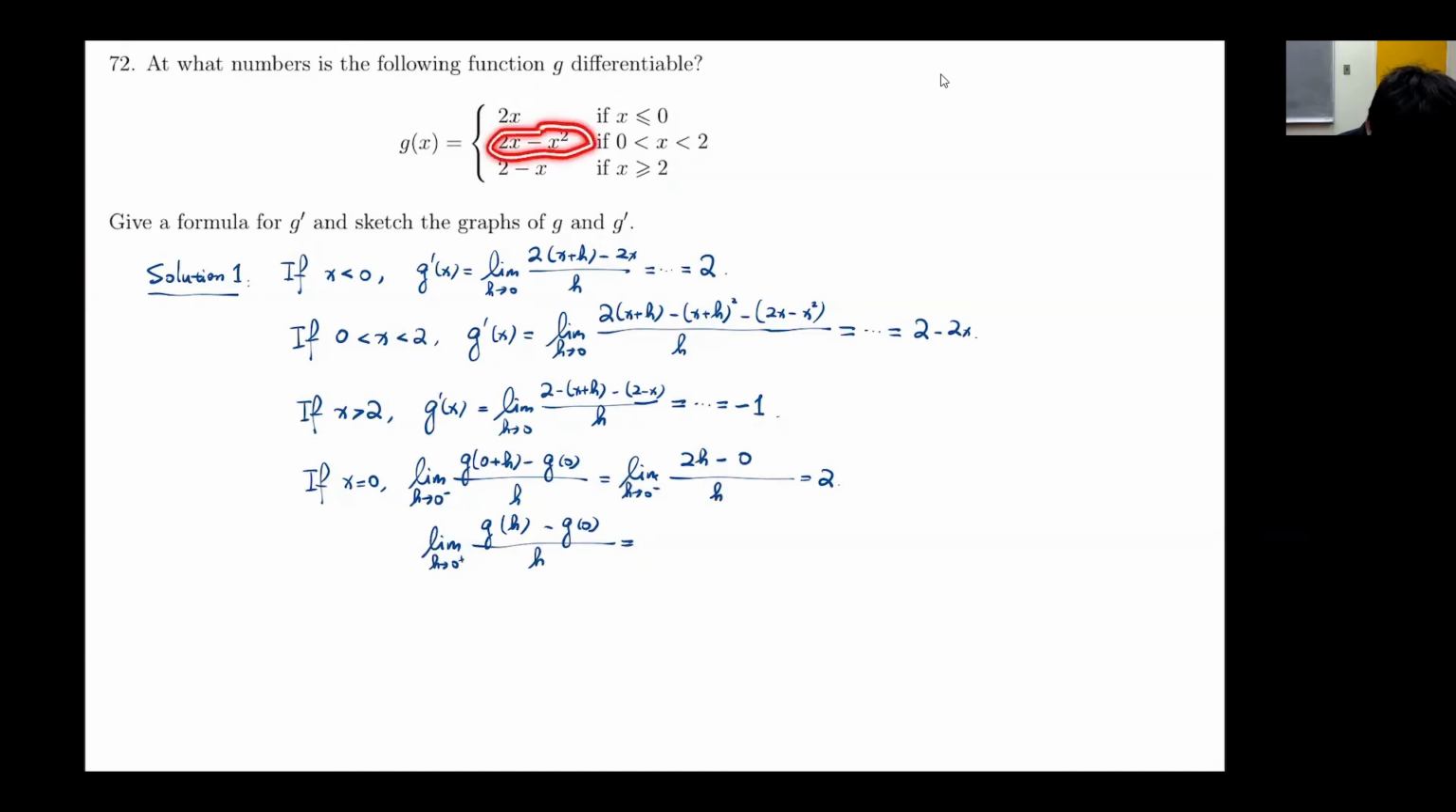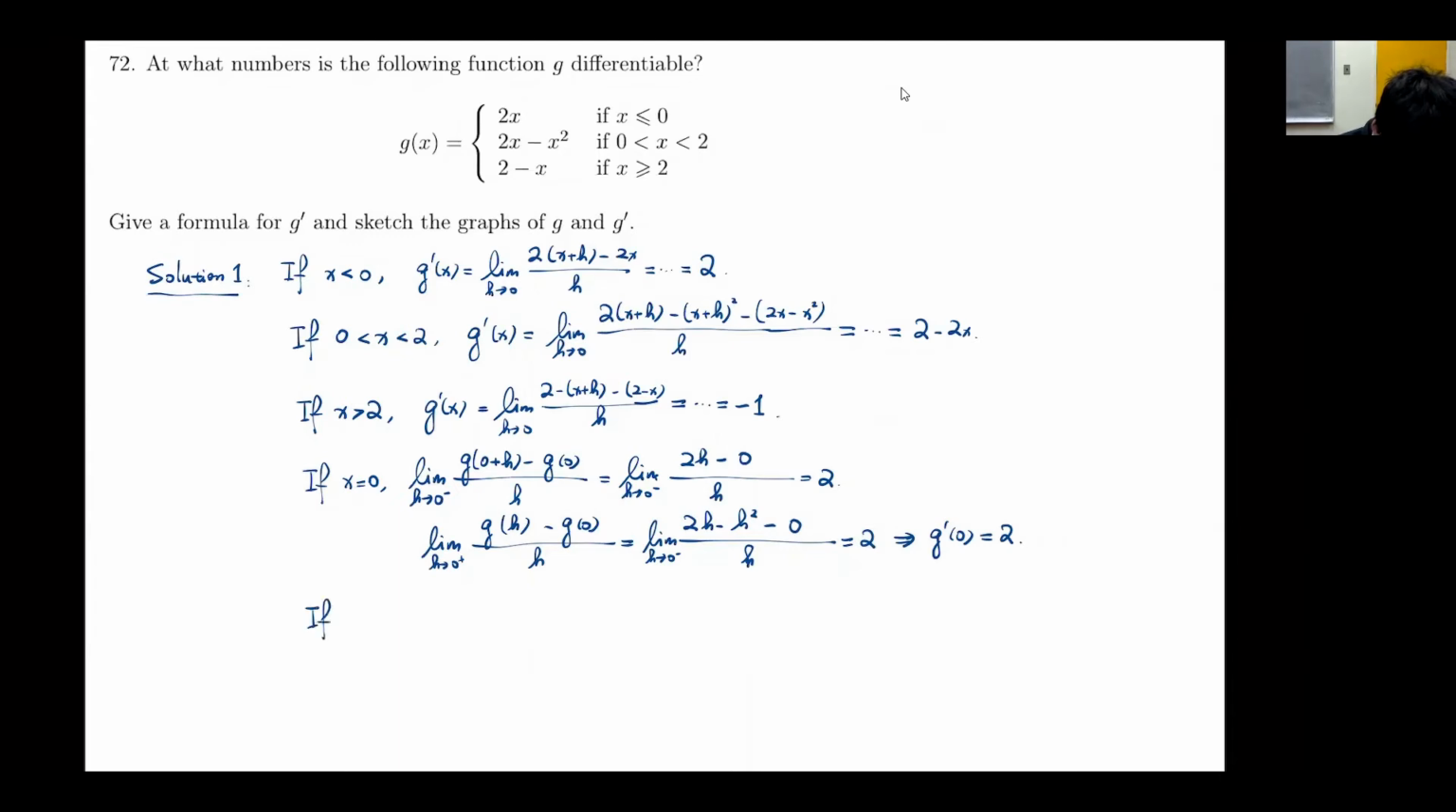As a result, g of h is going to be 2h minus h squared. Okay, g of 0 is still going to be 0, and then the whole thing divided by h as h approaches 0 from above, and you will get the limit to be 2. Because these two limits are the same, we can conclude that g prime of 0 exists, and moreover, g prime of 0 is precisely going to be 2. Okay, so this is the discussion at the number 0.